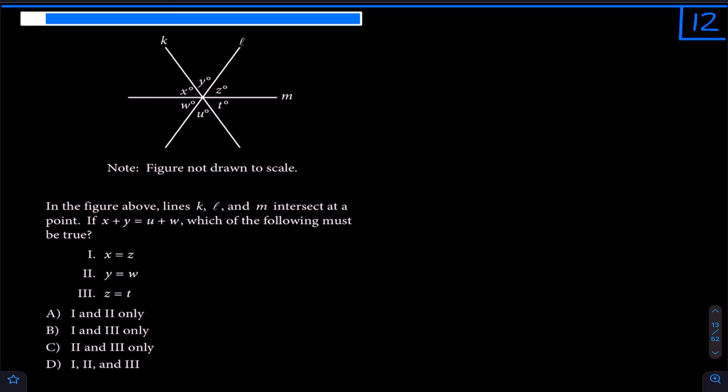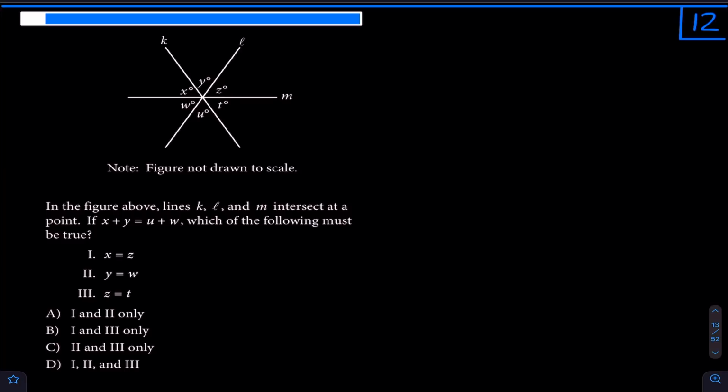All right, moving on to our next problem, problem 12. This problem is a little bit geometrical. We got to deal with angles here. It says in the figure above, lines K, L, and M intersect at a point. If x plus y equals u plus w, which of the following must be true? And we're given a bunch of statements that may or may not be true here.